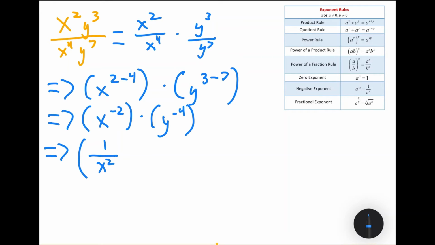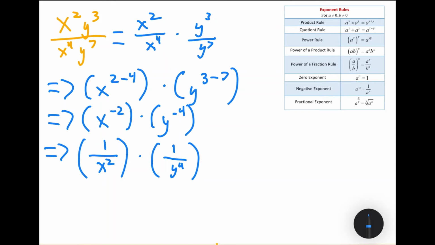So I took the negative exponent and I made it positive by putting it as the denominator in my fraction. And I'm going to do the same thing to the y and turn it into 1 over y to the 4th power. Okay.